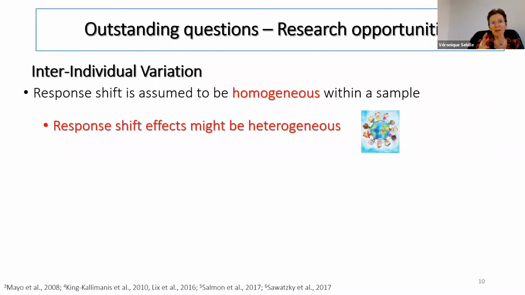We also believe that if we want to move forward, we have to take into account an important thing, that is inter-individual variation. Because quite often, response shift is assumed to be homogeneous within a sample. But this might be a very restrictive and unrealistic assumption, because it is very likely that people give different responses to scale items because of many different causes, such as cultural differences, personality differences, or having different health experiences, for instance. So, in fact, response shift might very well be heterogeneous.